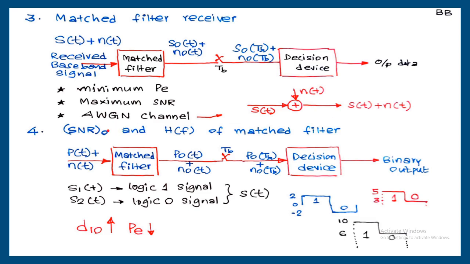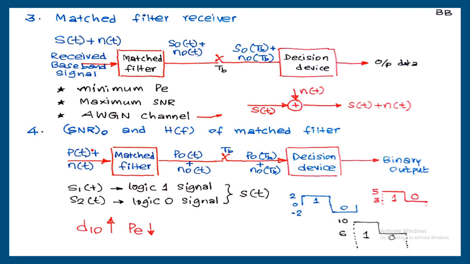Fourth topic, signal to noise ratio output and transfer function of matched filter. Even though my heading is signal to noise ratio output and transfer function of matched filter, the same derivation can be written for optimum filter also. Where the changes will come, I'll tell you that too. So output signal to noise ratio and transfer function of matched filter are going to be derived here.